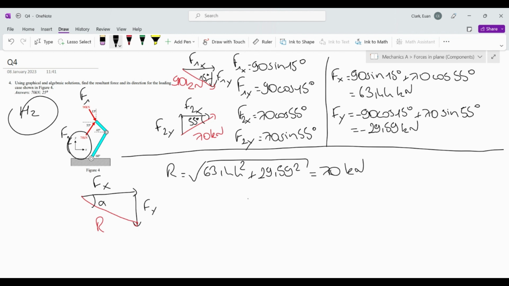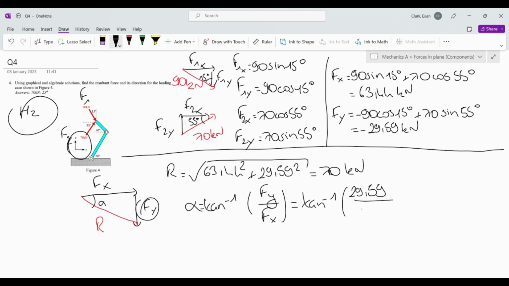And then we have alpha. So alpha equals tan inverse of the opposite. So the opposite of the angle here is going to be Fy. So that's going to be opposite over the adjacent side, which is Fx. And it's going to be tan inverse of 29.59 over 63.44, which is going to give us a final answer of 25 degrees. Perfect. So these are the two final answers.